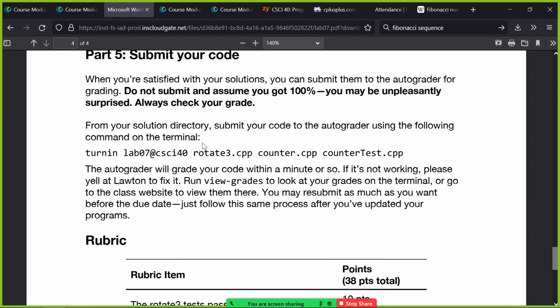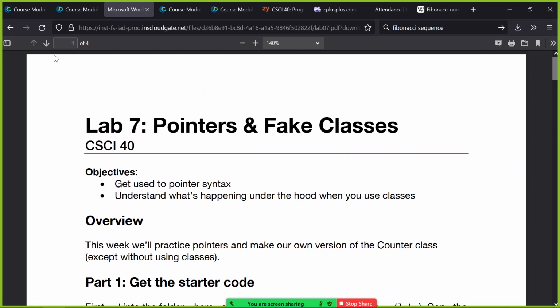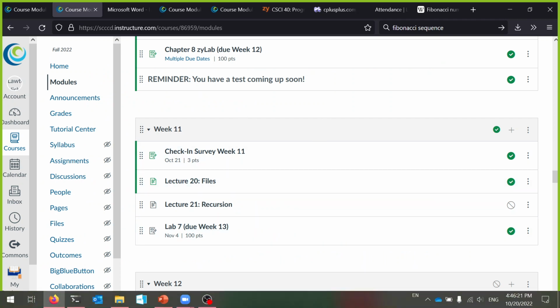So you're manipulating 3 files: the implementation for rotate 3, the counter library implementation file, and then the test file. You'll be adding some tests. Okay, so those are the 3 files that you turn in. Notice that you're not touching any of the header files, so you're not allowed to change those. You're not turning them in, so you're not allowed to touch them. All right, so yeah, that's lab 7. And that is all that I wanted to say, I think.